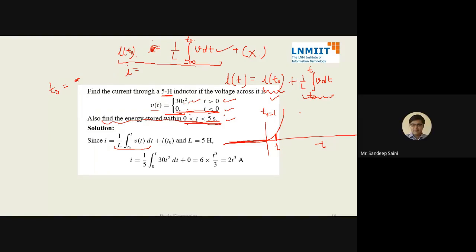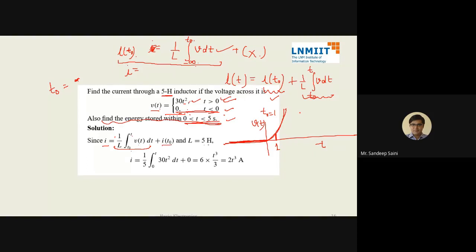Wait, let me complete this numerical first, I'll come to your question. So first of all, we are assuming that for t less than 0, v of t is 0, and for t greater than 0, it is going exponentially like this. Now I say I is 1 by L integration from t naught to t of v(t) dt plus I of t naught, and L is 5.